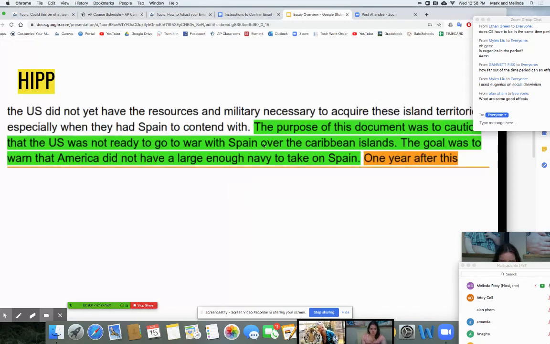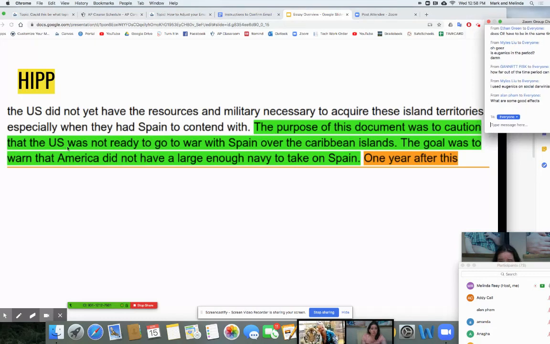This one is another example of not really a HIP. The purpose of this document was to caution that the U.S. was not ready to go to war with Spain. If you're saying, I have no idea what document that is, that's because I don't have any idea what document this is either. I should be able to tell by your HIP analysis what document you're referring to automatically.